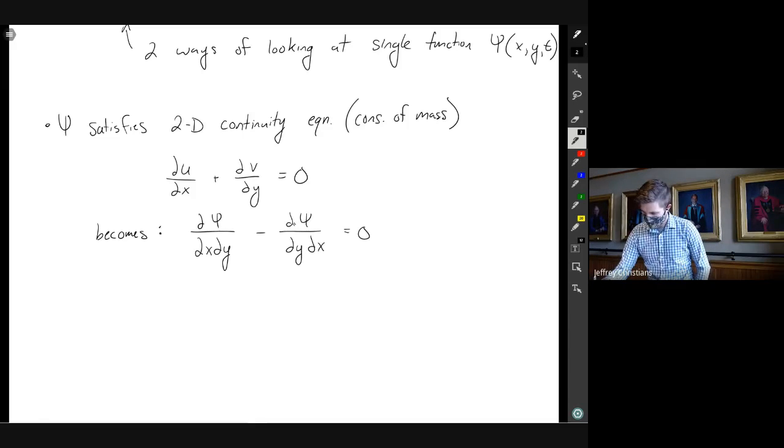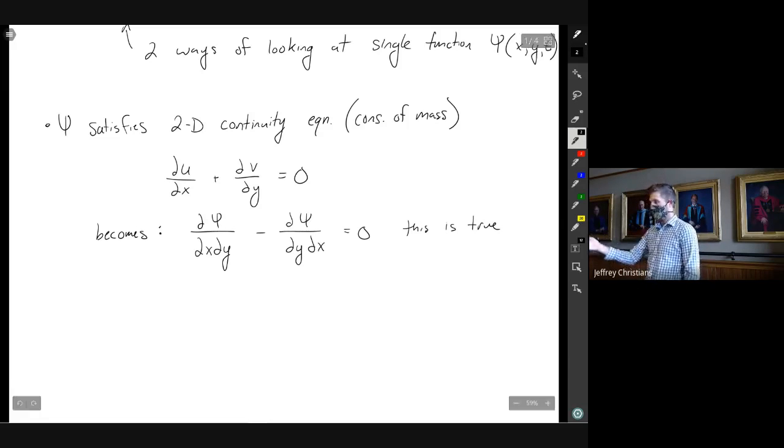Which is a true equation, right? It doesn't matter if you take the partial with respect to x first and then y, or y first and then x. Those are going to be exactly equivalent. So this satisfies conservation of mass. This is an okay thing to do, but it doesn't really tell us why we would care. So let's look back and think. This is called the stream function, so you may think this has something to do with streamlines.